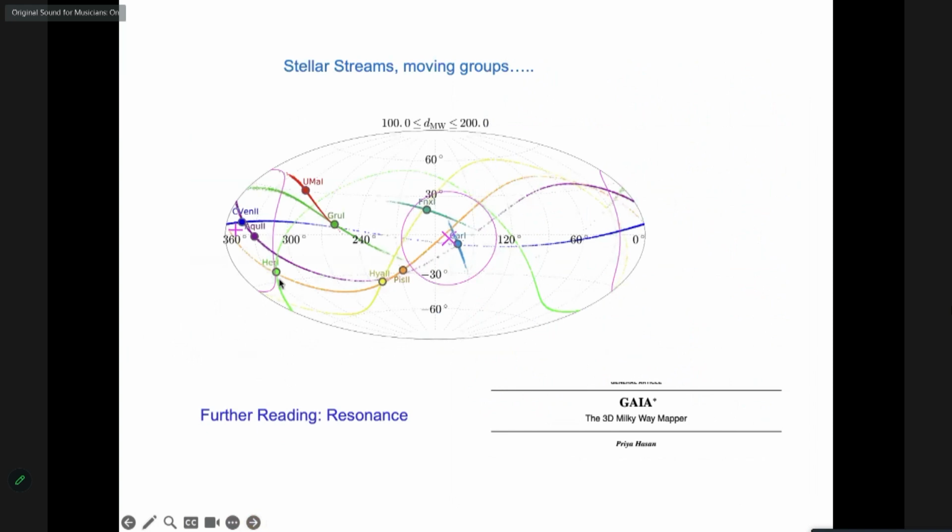Other interesting things can be done as well. We're studying various moving groups and clusters too, because you have the kinematic data. And since I've got to finish, I would also like to guide you towards this paper of mine, called Gaia, the 3D Milky Way Mapper. It's not a very technical article. It is more at an educational level, to guide people as a good starter to Gaia data.